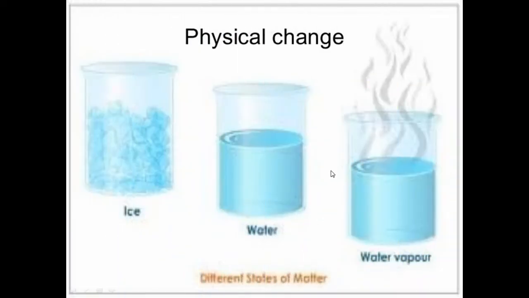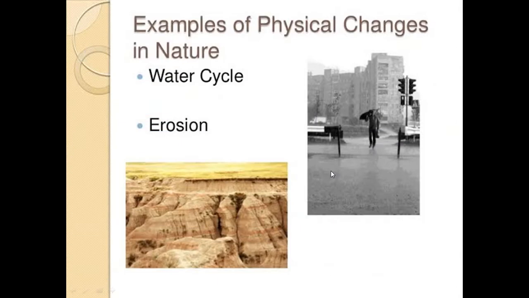to another. Okay. What about examples of physical changes in nature? As we said, the water cycle. What is meant by water cycle? When the sun heats the sea, the seawater will evaporate, forming water vapor. It will move upward in the sky, forming clouds. Then clouds will return in the form of rain to the sea again. This is called the water cycle.